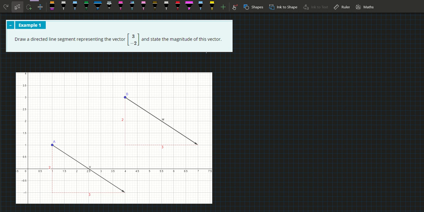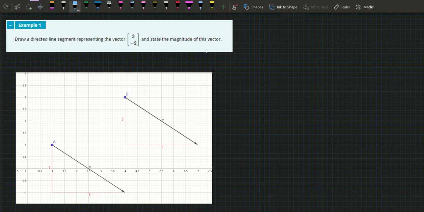The question in example 1 is to draw a line segment with this vector 3, minus 2, and state the magnitude of the vector. The whole point of this question is showing you that it doesn't matter where the vector starts, it just matters its size. Okay, well how does it relate in regards to base vectors, so to speak.